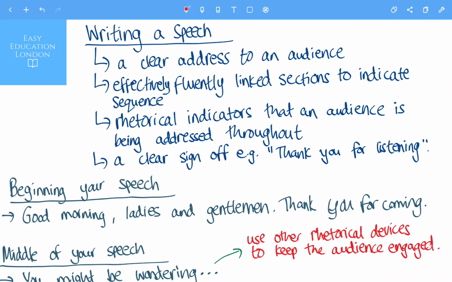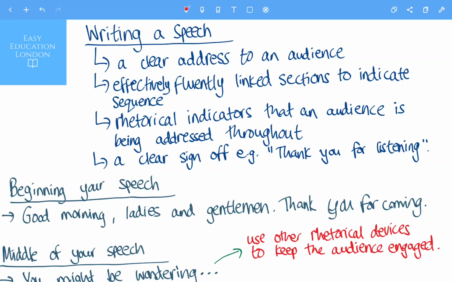Today we are looking at writing a speech for English language paper 2. When writing a speech, you need to include certain things, which include the following: a clear address to an audience, effectively fluently linked sections to indicate sequence, rhetorical indicators that an audience is being addressed throughout, and a clear sign-off, for example, thank you for listening.